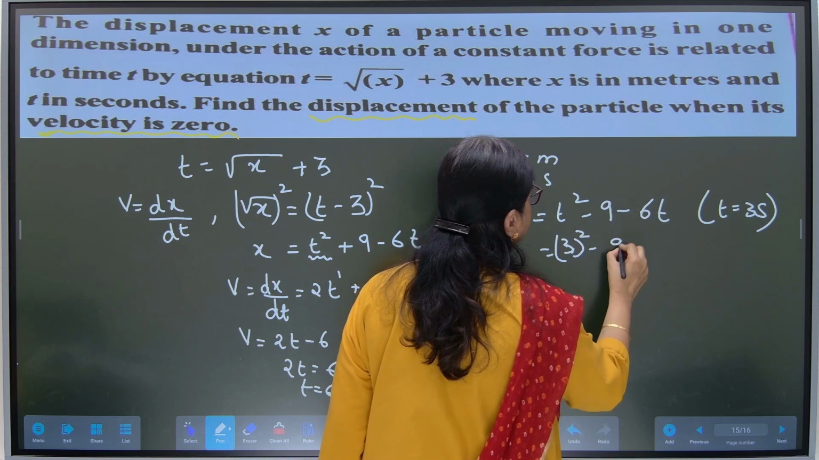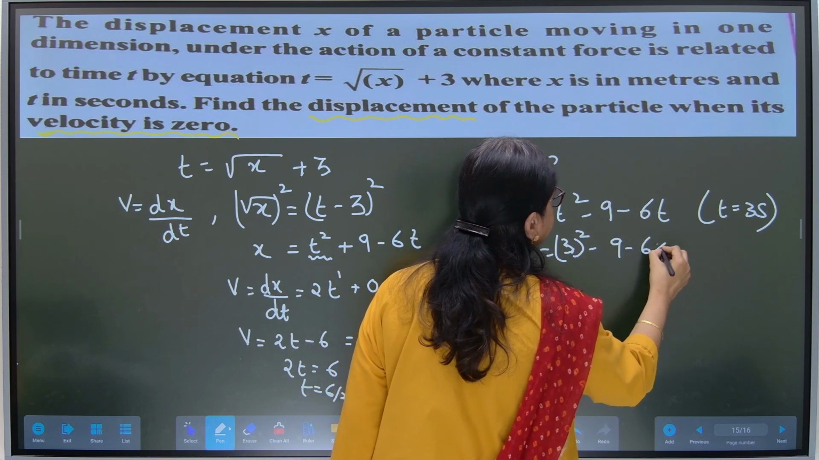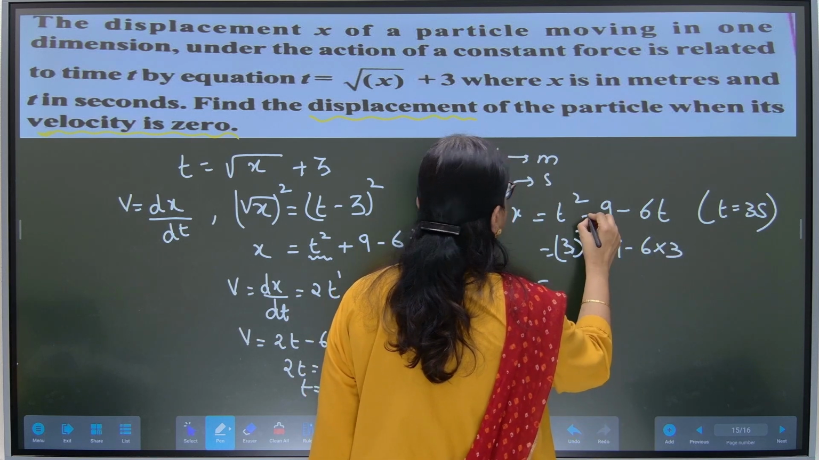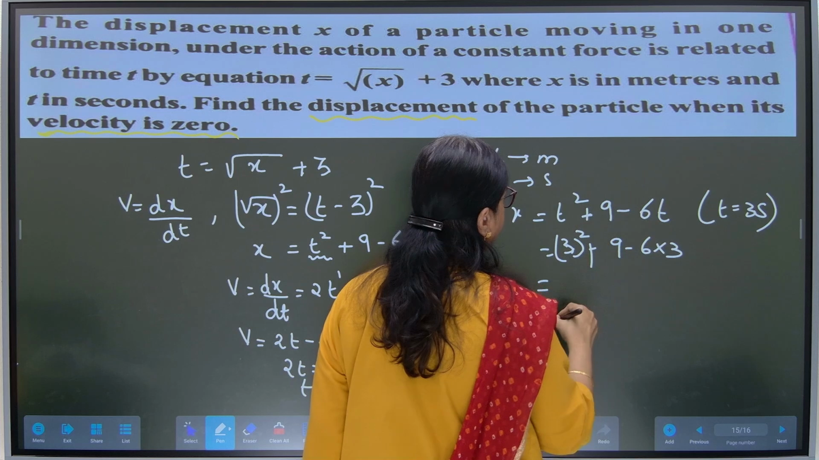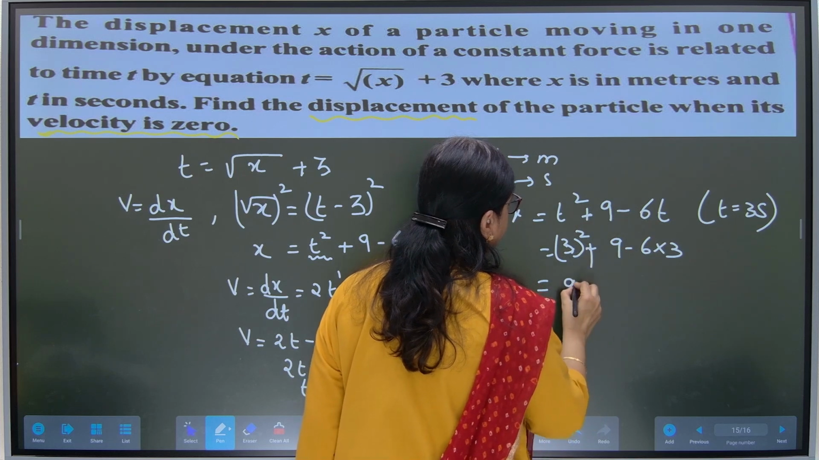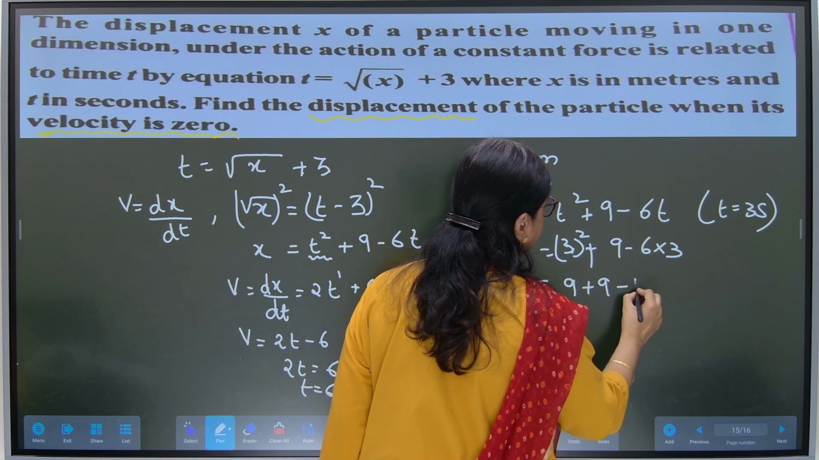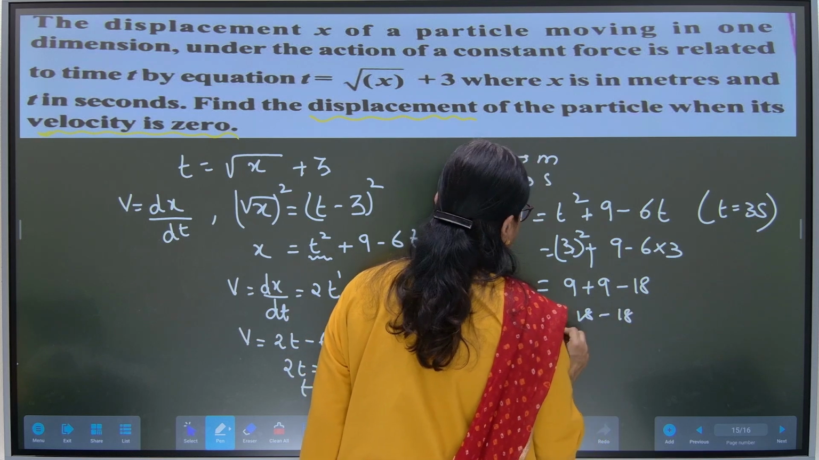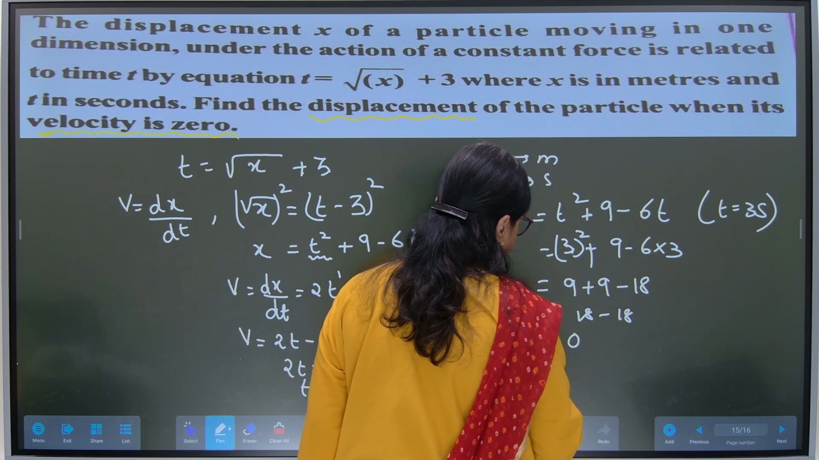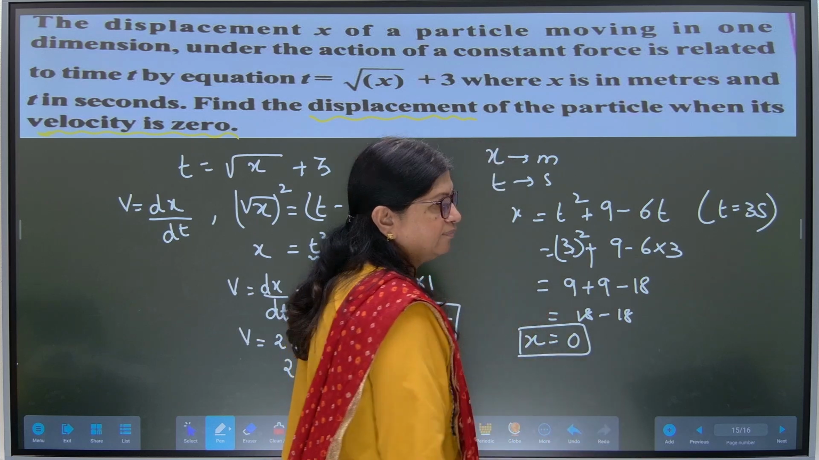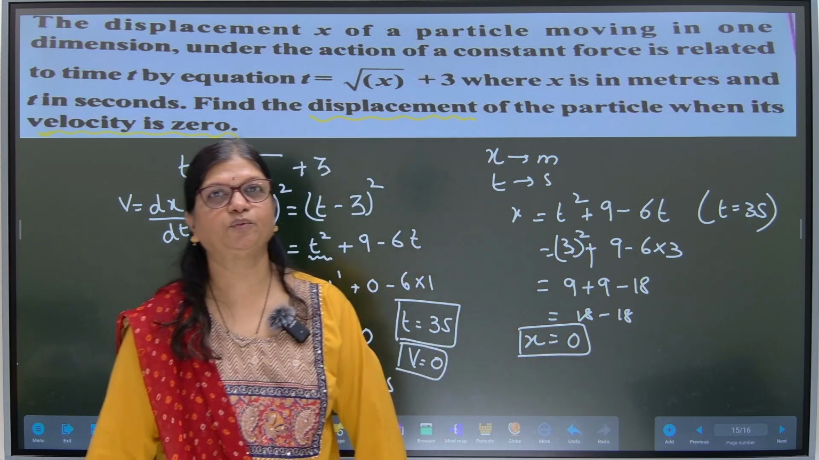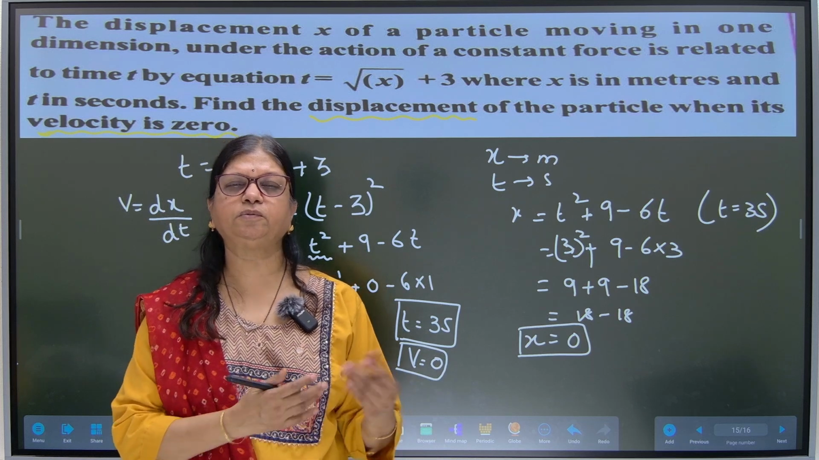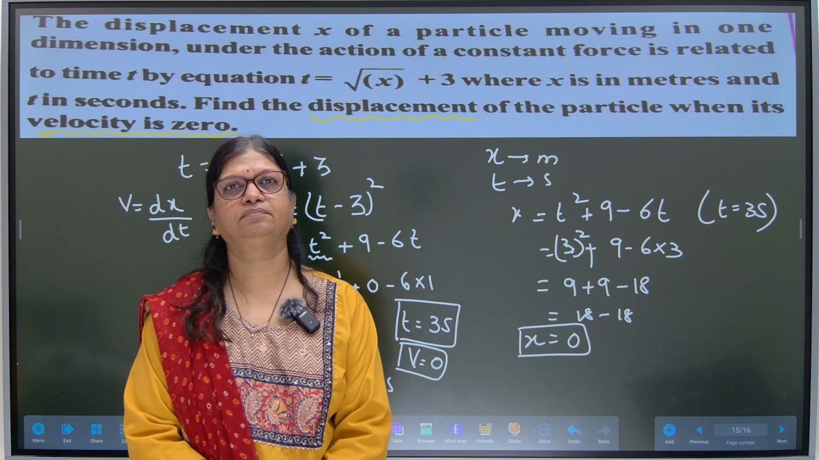So what is my answer? 3 square minus 9 minus 6 into 3. So, not minus. This is plus. Fine. Okay. So 9 plus 9 minus 18. So answer is 18 minus 18. So x is equal to 0. So displacement is 0. What is the meaning? When velocity is 0, displacement is 0. Fine. That is the answer.